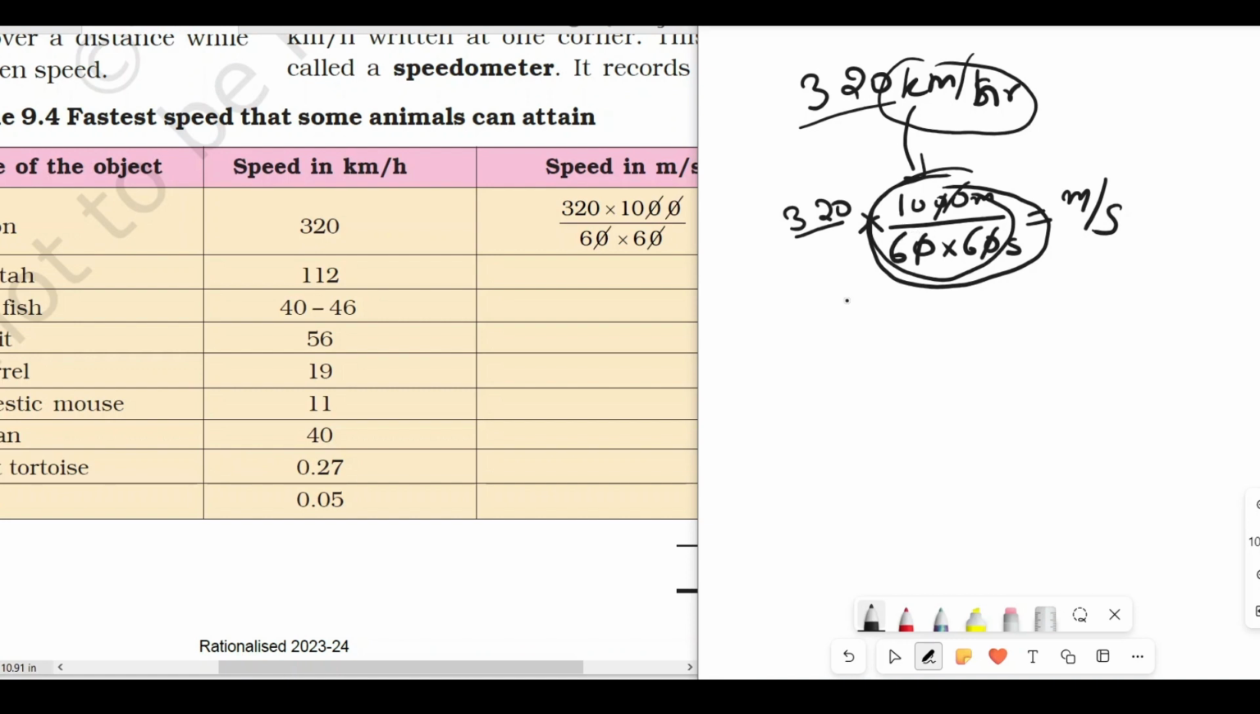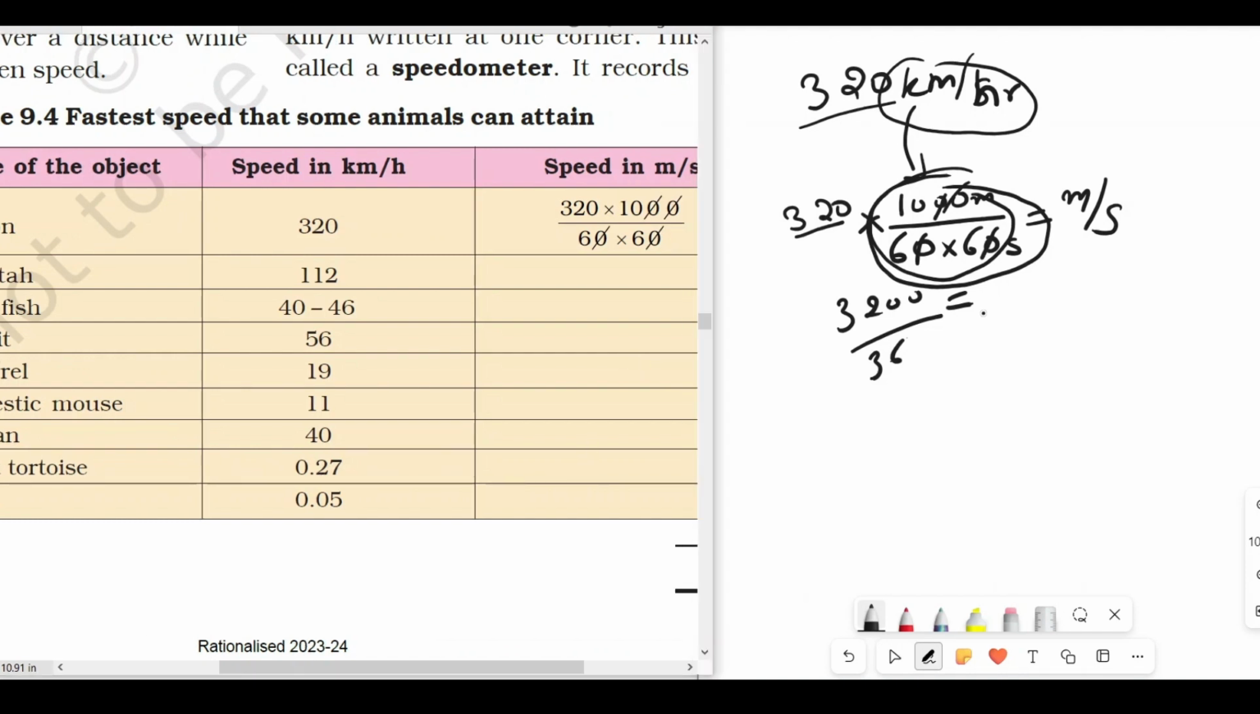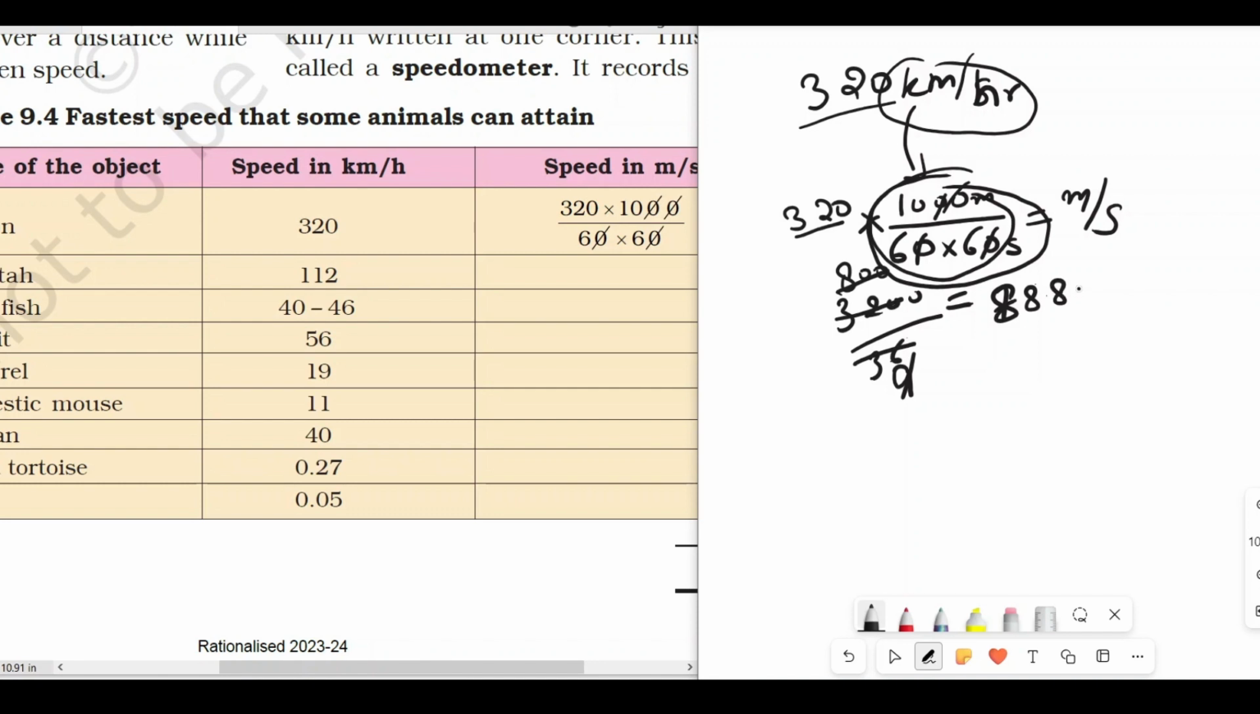So you can see it's 3200 upon 36, and then if you reduce it further, what will you get? So if you reduce it by 4, and again if you reduce it by 4, you get 800 here, and you get 9 here. So 800 divided by 9 is 88.89, right? So this is your speed in meters per second.